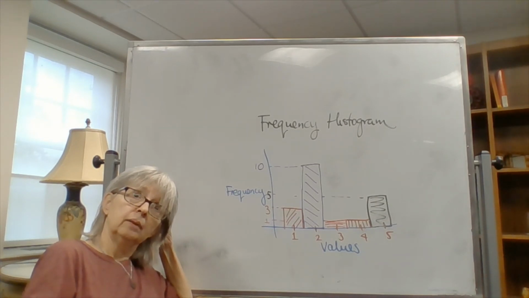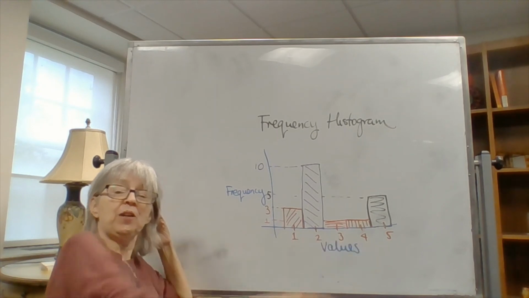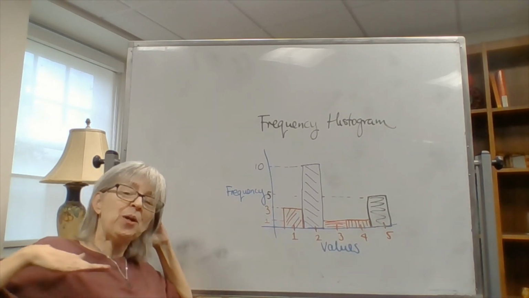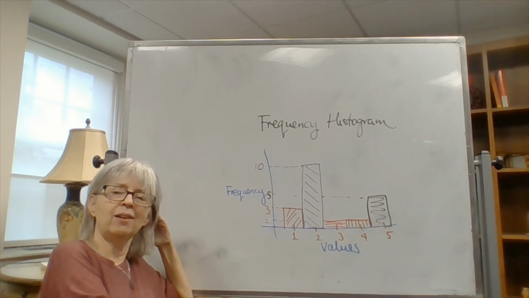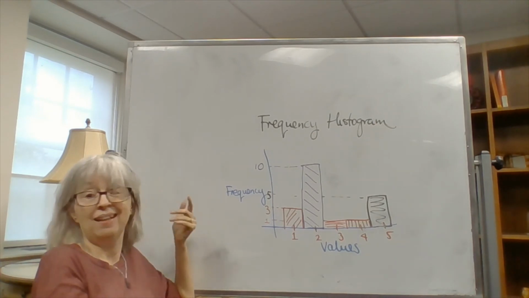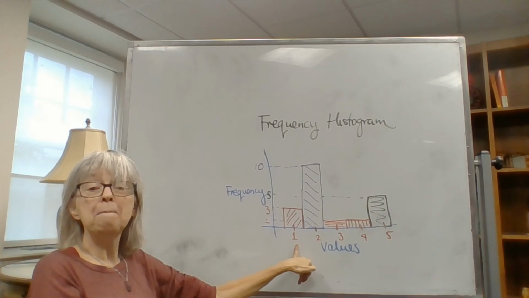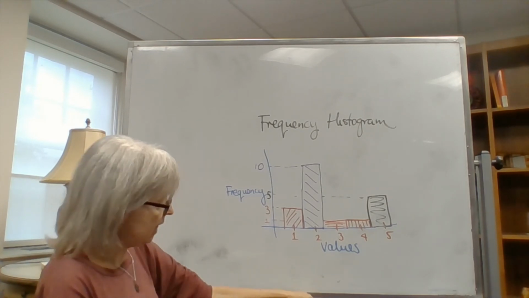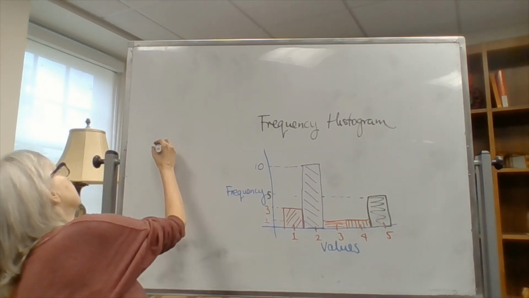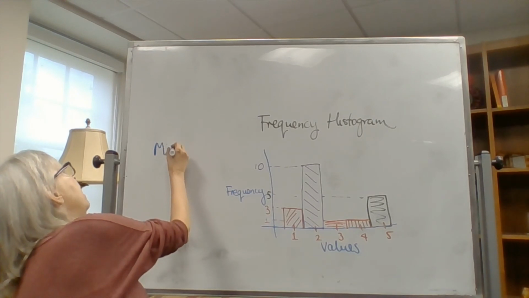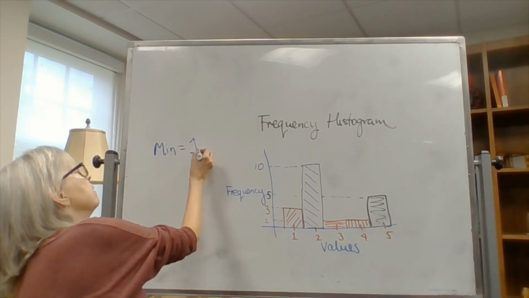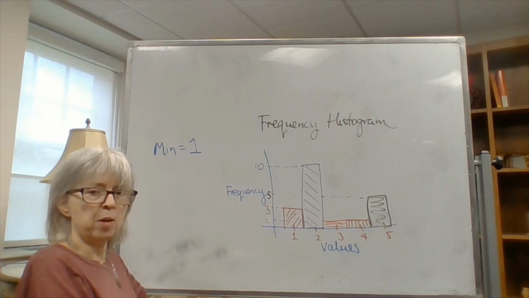What is the smallest number in my data set? Well, if I put all the values from my data set along that horizontal axis, I kind of told you right from the start that the minimum value in my data set is 1. If you don't mind, I'm going to abbreviate that MIN for minimum.